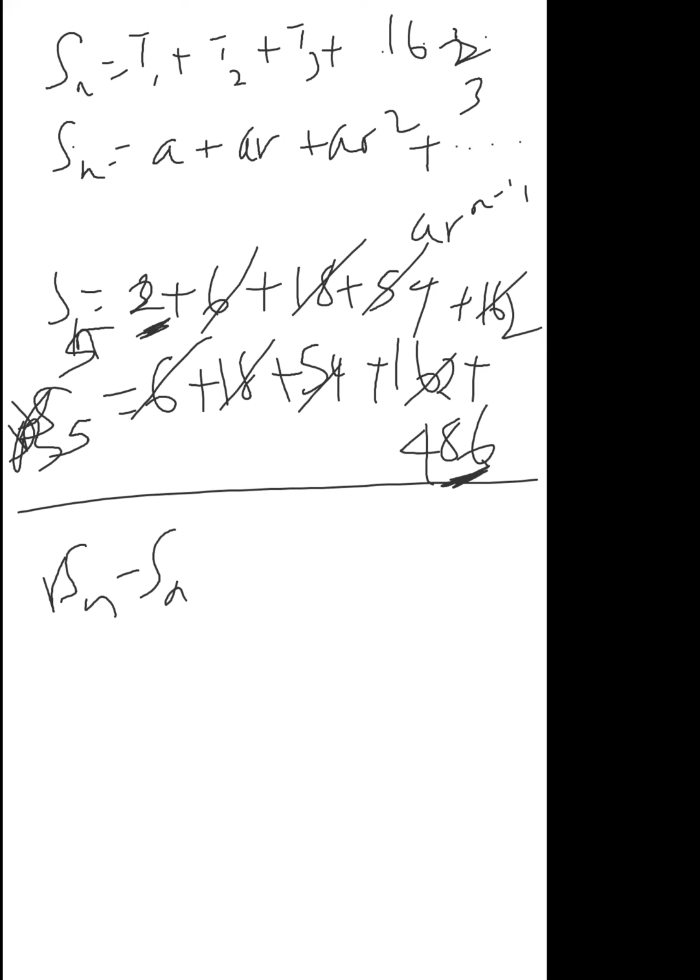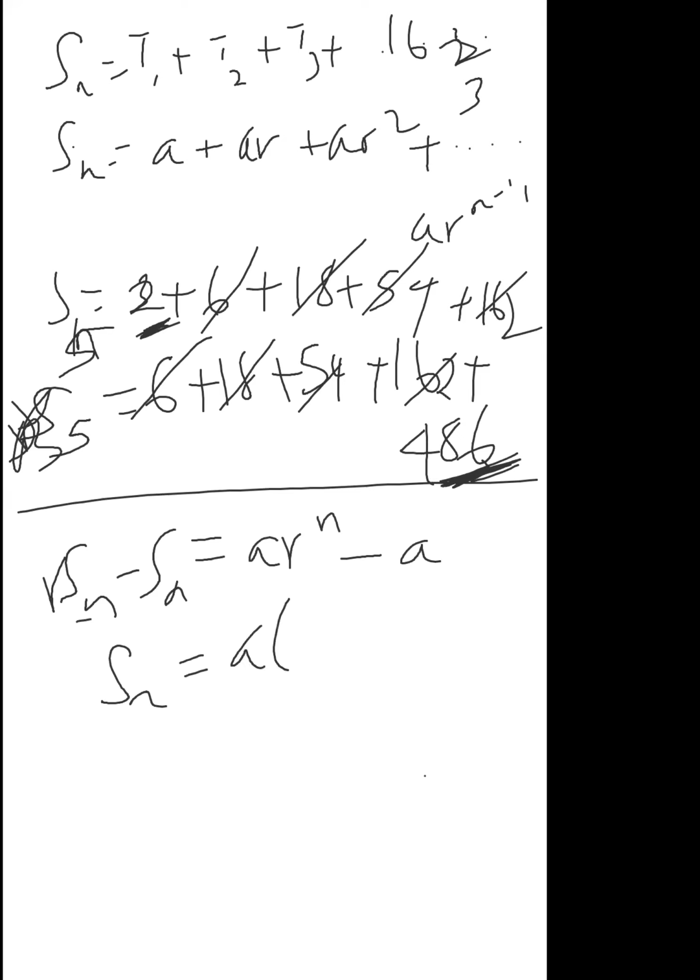minus SN. RSN minus SN will be equal to the last one here, which will be ARN, minus the first one, minus A. So as a result of that, SN is common. So the formula will now be what?